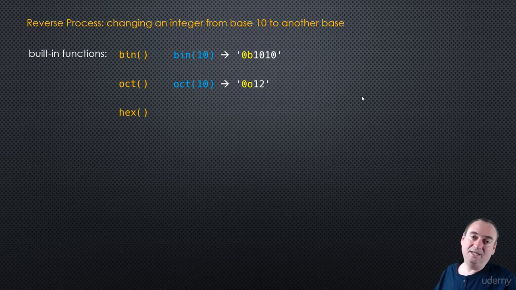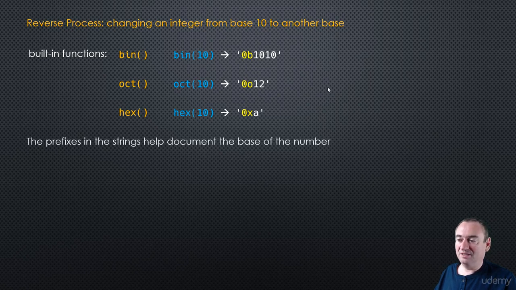It also has the base 16 function, so hexadecimal, hex, and hex of 10 would be 0xa. Now, these just document basically the base of the number. If you were just to see the string 1010, you might not know, maybe even if you knew it was a number, what base this is in. Is this in base 2, base 10, base 5, right? So this 0b basically helps document these binary, octal, and hex numbers.